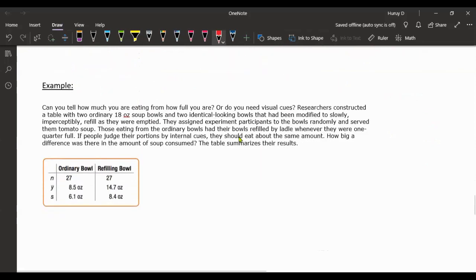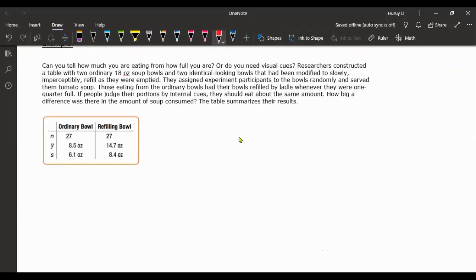We have an example here. I'm not going to read all of it, but we have two groups, ordinary ball and refilling ball, and we are trying to see if there is a difference between these two. The sample sizes n1 and n2 are equal. Y bar 1 is 8.5 ounces and 14.7 is y bar 2, and we have the two standard deviations.